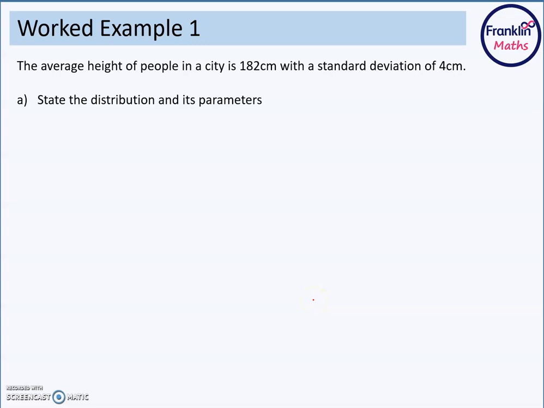So first thing we're going to do is begin to state the parameters for this one, and what we're using, which distribution. Now height, it won't be binomial because you can be any height in terms of centimeters. So we will be using the normal distribution. So what we're going to do is say let X be the height of a town resident. Oh, sorry, a city resident.